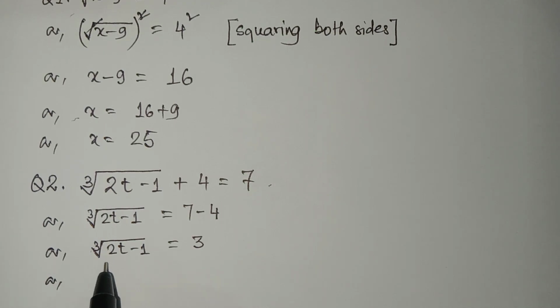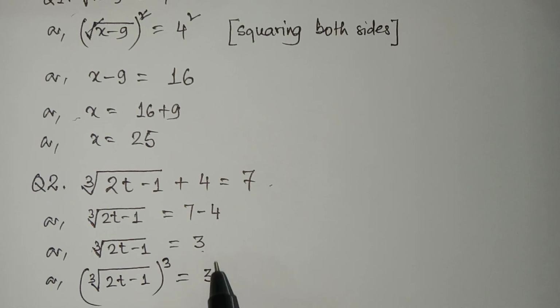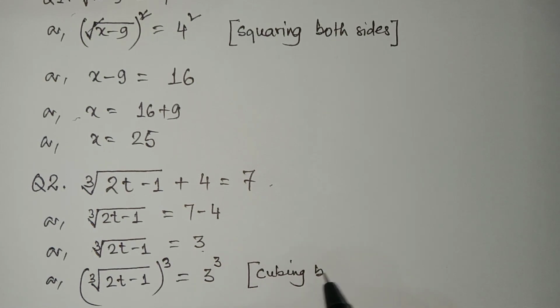Just check that the order of this root is 3. So we are going to raise both sides to the power 3. I'm going to write the cube root of 2t minus 1, raised to power 3, equal to 3 raised to power 3. It is cubing both sides. Now we got rid of this root.